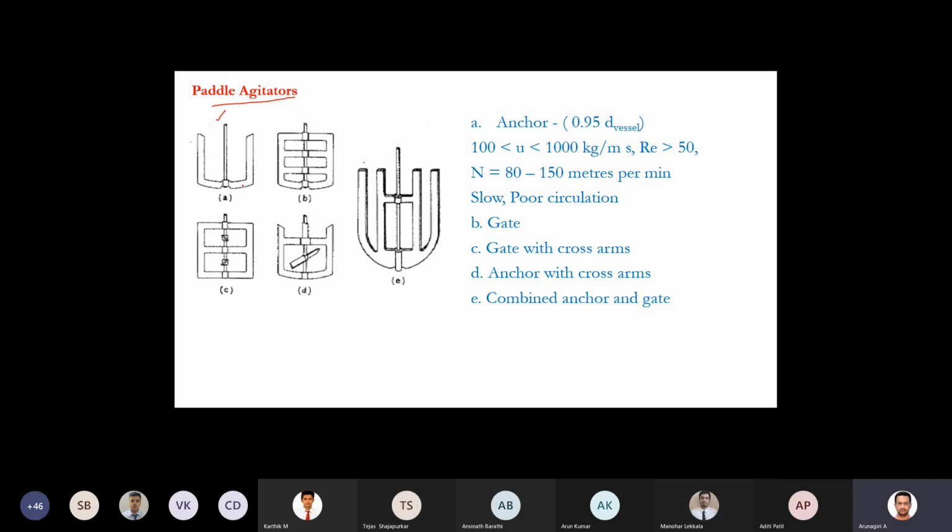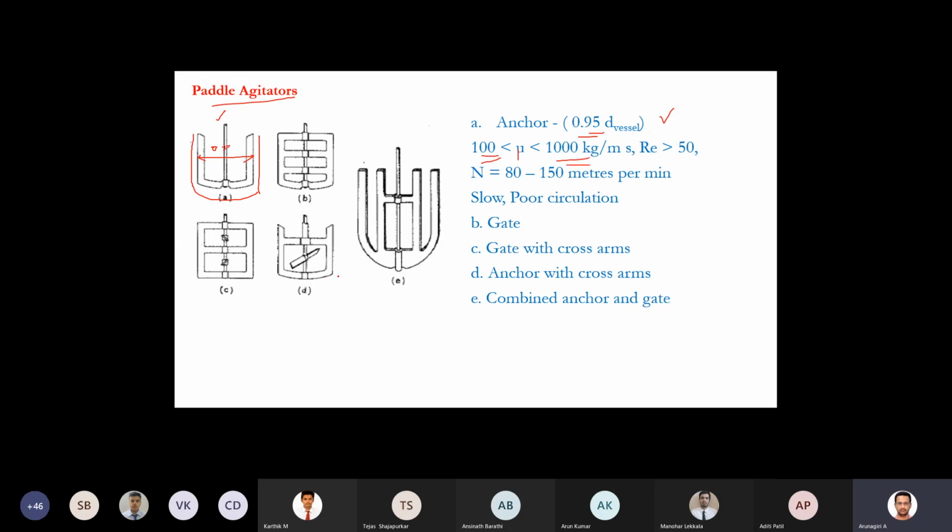The diameter of our agitator is normally 0.95 times the diameter of the vessel. Okay, if this is your vessel, your anchor type agitator is placed such that its diameter is 0.95 times the diameter of the vessel. Another thing is that the viscosity range should be 100 to 1000.